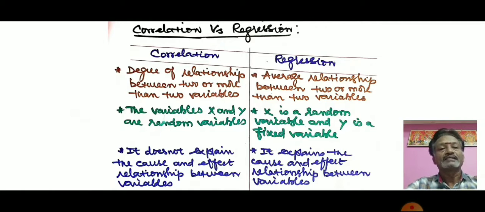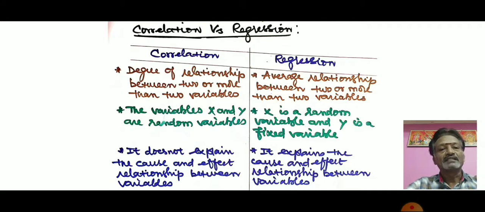So here correlation explains the degree of relationship between two or more than two variables. But you take into account of regression, here regression explains the average relationship between two or more than two variables. So now we explain the differences between correlation and regression one by one. The first point, you can differentiate the correlation and regression on the basis of the meaning.